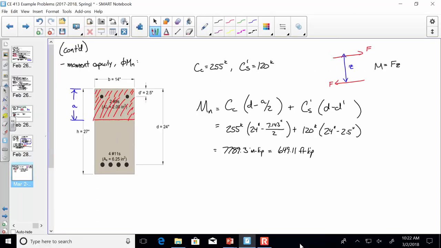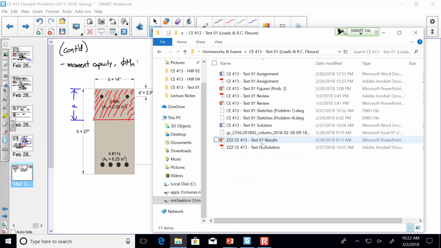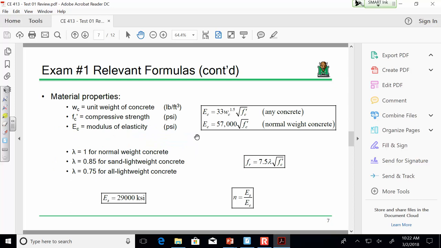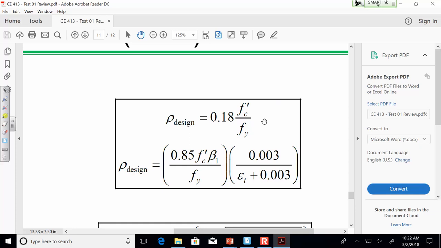I don't want to backtrack too far, but I'll say this. This is from your exam one review slides. If you recall, I provided two formulas for rho for design. One was here and one was here. The difference is, this is just a complete random educated guess. This is what value of rho is required in order to achieve a target strain value. So if you want, you could design off of this.